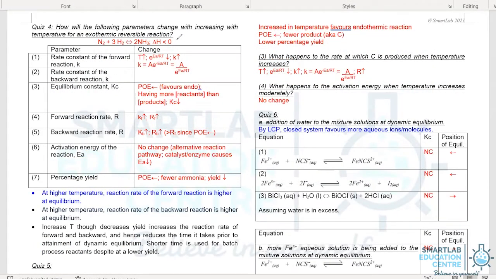Let's now take a look at the Haber process. Let's take a look at this reversible reaction. The question we're going to ask is, what happens if we raise the temperature for this exothermic reversible reaction?